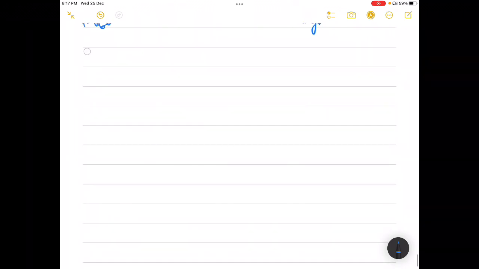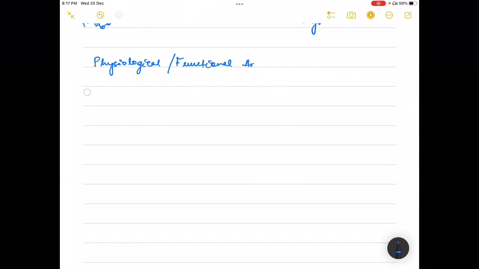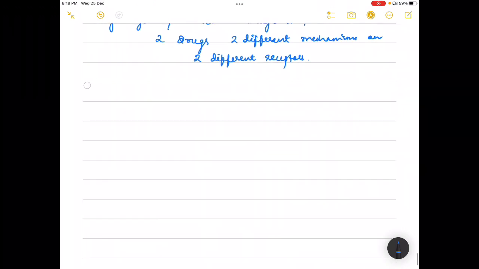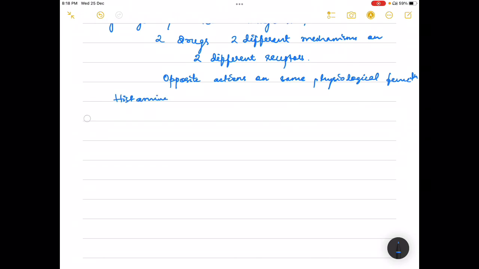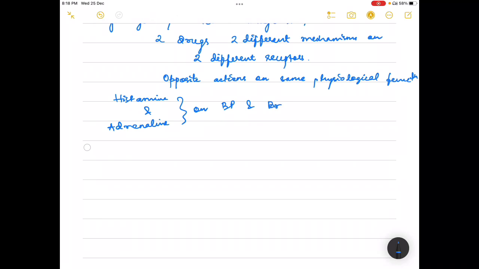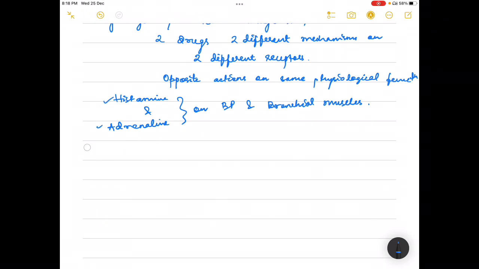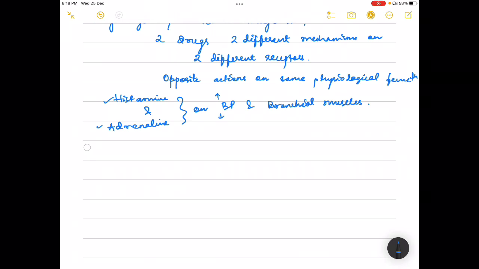Okay, next is physiological or functional antagonism. What happens in this? Two drugs have action by two different mechanisms on two different receptors, but their actions are opposite on the same physiological function. For example, histamine and adrenaline on blood pressure and bronchial muscles. They exert their action on two different receptors, but one increases the BP and one decreases the BP. One causes bronchoconstriction and the other causes bronchodilation.